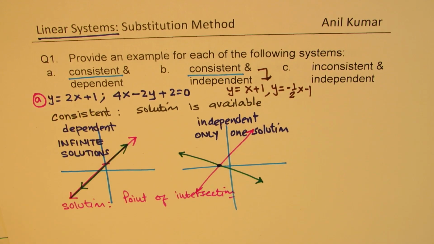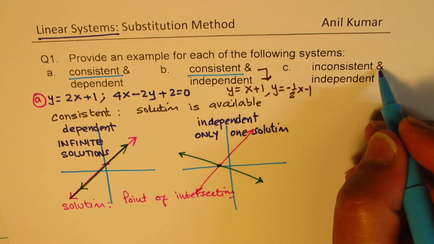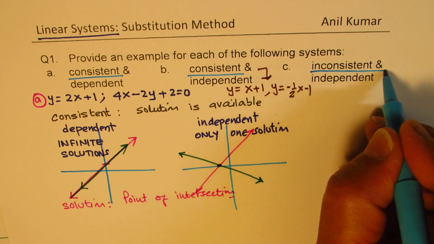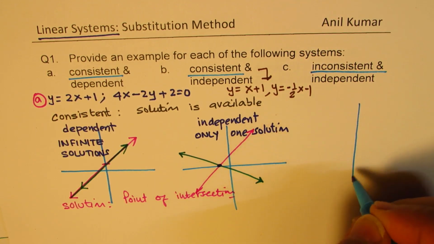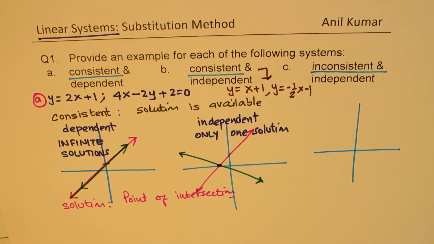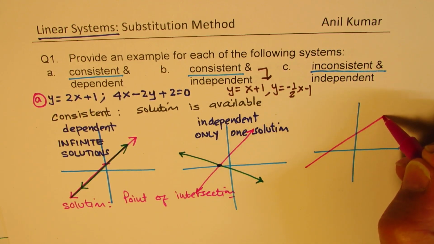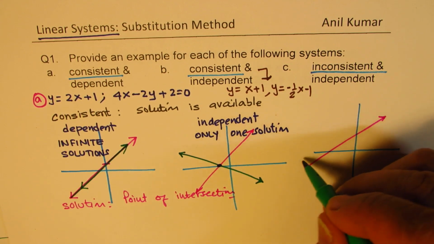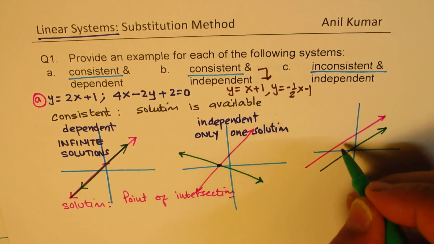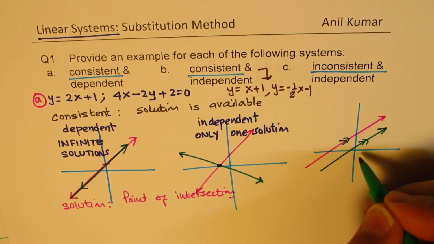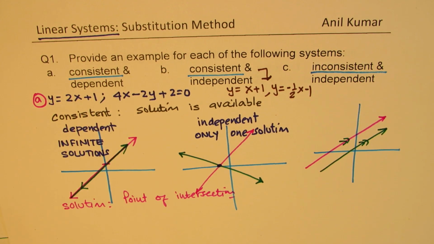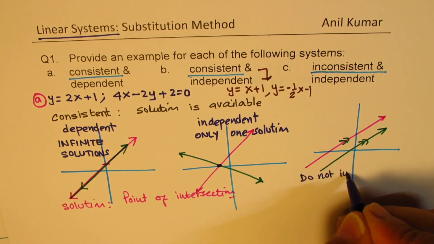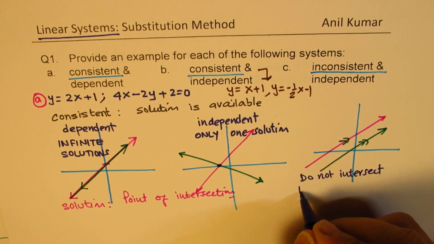Now the third case here is when we have inconsistent independent, right? So now normally we do not use the term independent, we just say inconsistent. That means we have two parallel lines, right? So in this case, we are talking about two lines which are parallel. So if we have parallel lines, in that case, there won't be any point of intersection, right? So let's say these are the two lines. So they are, let's say, parallel lines. So that is the case where we have no point of intersection. So they do not intersect. So these are parallel lines.